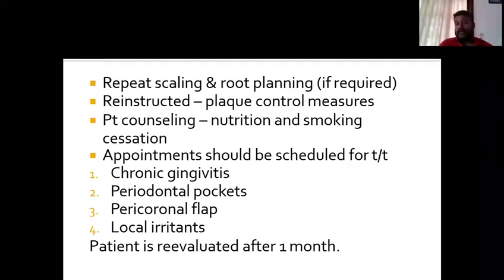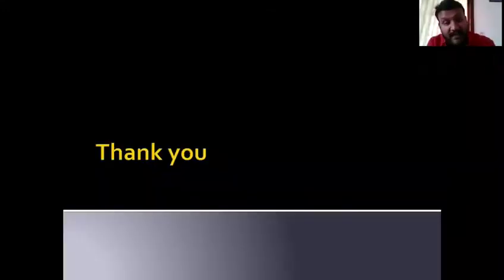Again, toothbrushing should be proper. The patient counseling part on nutrition and smoking is not required for pediatric children. Appointments should be scheduled for the treatment plan for chronic gingivitis and periodontal pockets if present. If a periodontal flap is required, you can go for that, and any local irritants can be removed. After that, the patient is re-evaluated after 1 month to check that there are no signs and symptoms of ANUG.